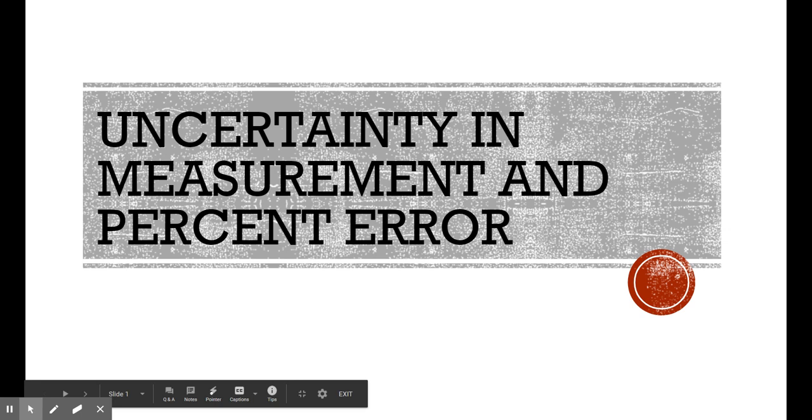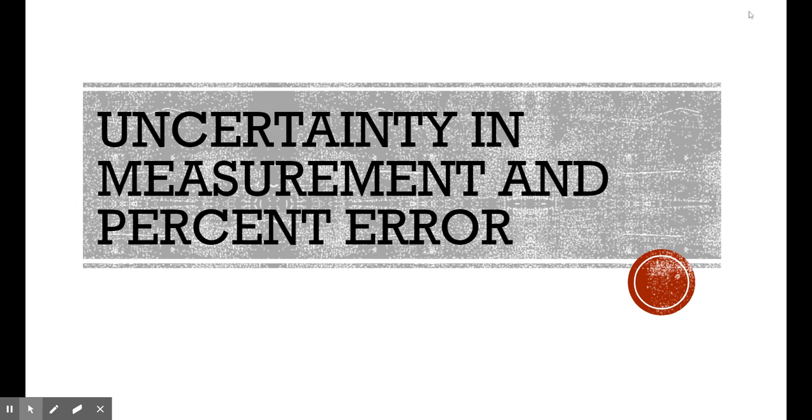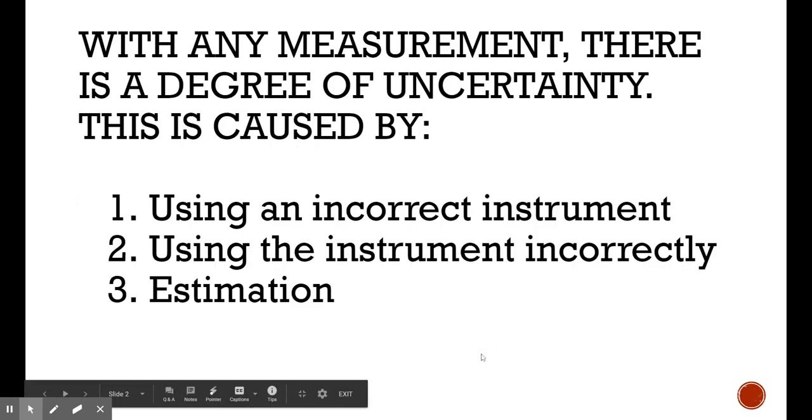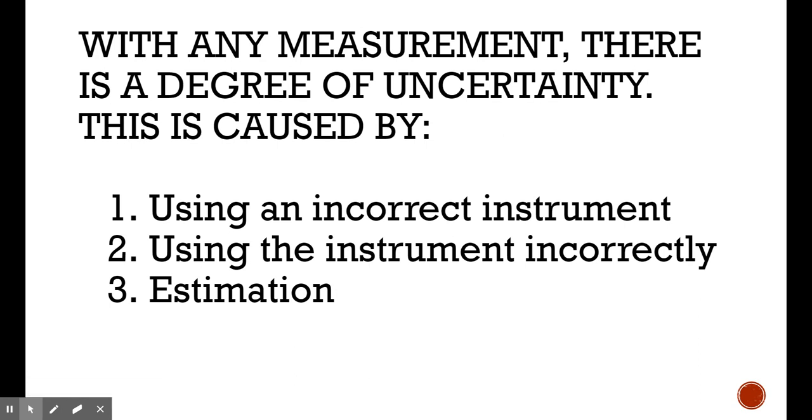Hello, ladies and gentlemen. Today we're going to talk about uncertainty in measurement and percent error. So, first, with any measurement, there is a degree of uncertainty. This is caused by using an incorrect instrument, using the instrument incorrectly, and finally, estimation.